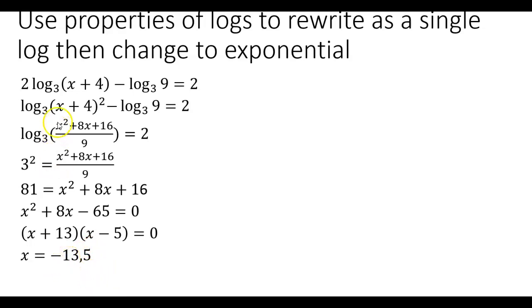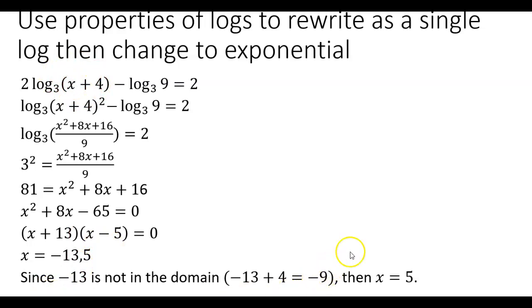Starting with the negative 13, if we put it into this logarithm argument right here, that's going to give us negative 13 plus 4, which is negative 9. We cannot have a negative number in the argument, so negative 13 is not a solution. We don't have to worry about it over here because there's no variable. And the 5 plus 4 is 9. That does work, so that will be the only solution here.